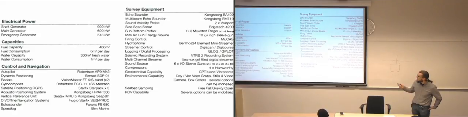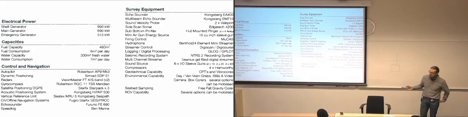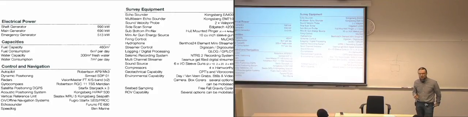So they're using three generators for electrical power. Quite a lot of fuel capacity they have. That's normal for a vessel like this, because usually they do pretty long operations. So they need to be able to run on quite a lot of fuel. They have a Simrad DP system. So that's a Kongsberg Simrad.